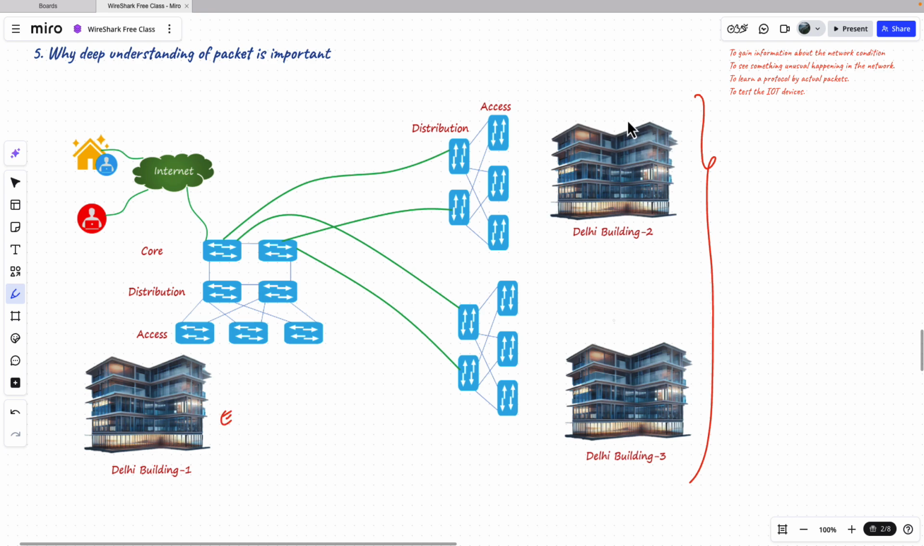Now, if you want to understand how to design a campus network, again, this course is right there on my website.